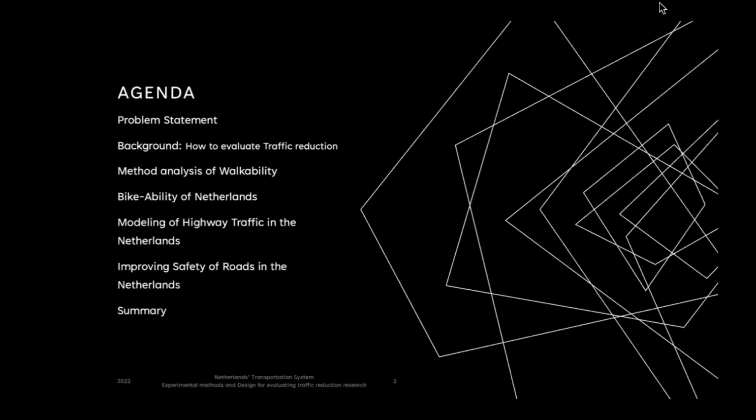On today's agenda, we'll state our problem statement. We'll talk about the background, how to evaluate traffic reduction, methods and analysis of walkability and bikeability of the Netherlands, and modeling of highway traffic in the Netherlands. Also, we're going to talk about improving safety on the roads in the Netherlands, and then we're going to wrap it up with a summary of everything we talked about in the agenda.